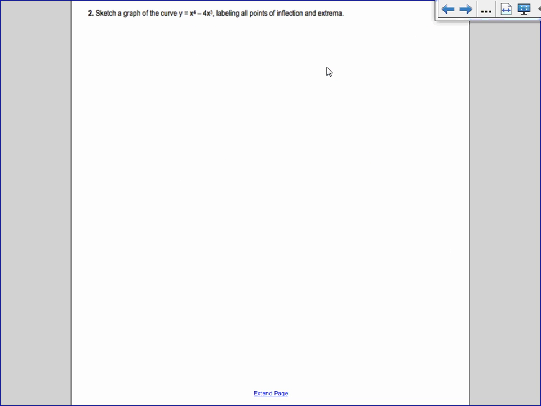Okay, so sketch a graph of the curve, labeling all points of inflection and extrema. I got kind of lazy. I didn't label the last one. So same thing.